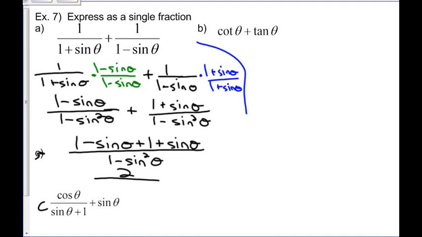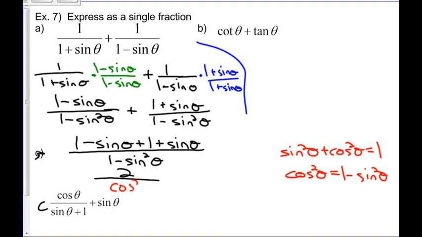And you might notice from the Pythagorean identity that this could be rearranged. We could say that cos squared theta is 1 minus sine squared theta. So that 1 minus sine squared theta could be written just as easily as cos squared theta. Okay, so that could be our final answer. Or if you were feeling really fancy, you could call this 2 secant squared theta.